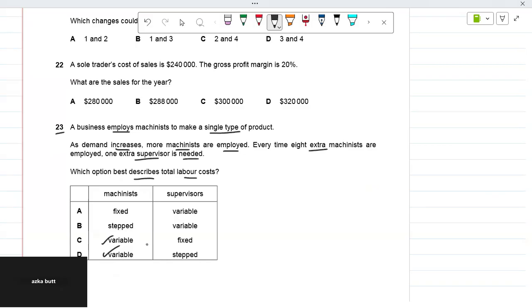So variable. And if you see the supervisor, every time 8 extra machinists are employed, 1 extra supervisor is needed. So the cost behavior is that the number of supervisors increases in steps. For example, if you have 1 to 8 machinists, you need one supervisor. For 9 to 16 machinists, you need 2 supervisors, and so on. So this is a step cost, because the cost remains constant within a range of activity but jumps to a higher level once a certain threshold is crossed. So option D is the right option.